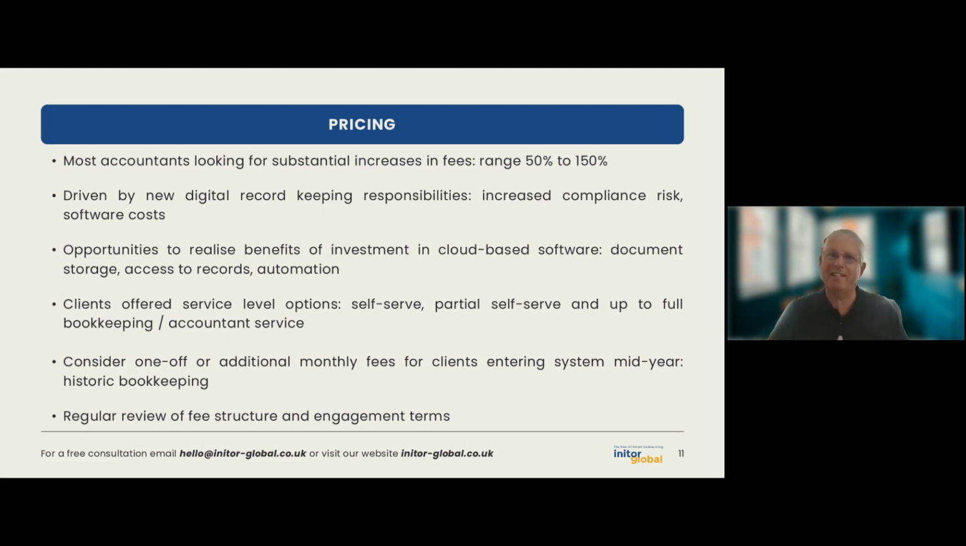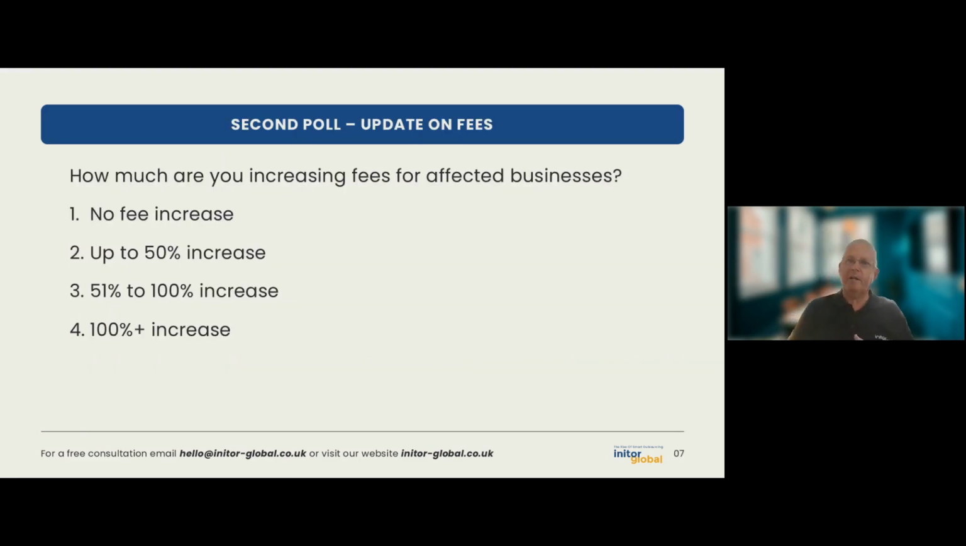And of course, with this continuous element of MTD IT, keep reviewing your fee structure and engagement terms on a regular basis. MTD for IT is not a minor increase in workload. It is going to need careful management and continuous engagement with clients. And of course, remember, accountants run businesses as well. We're not here to simply absorb costs, and we will rapidly feel the consequences if that's the approach that is taken. Now that takes me on to the second poll.